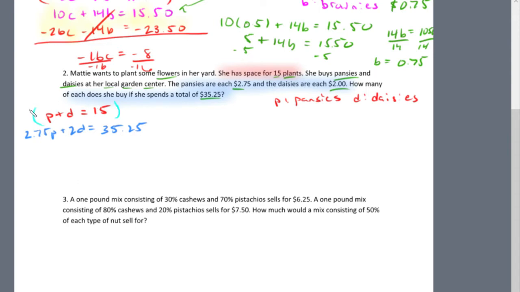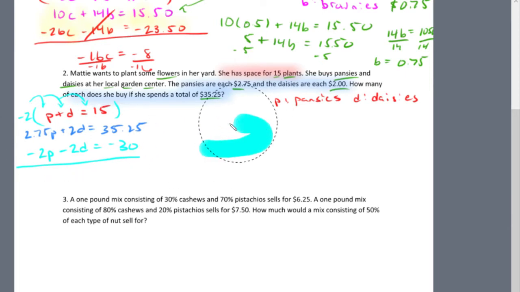I'll multiply this top equation by -2 to cancel my daisy variable here, and you'll get -2p minus 2d equals -30. Add down. Man, I need to take up less space. Stop writing so large. Oh my gosh, I say that and then I accidentally do this. Okay, let's see here. That'll do. Okay, now, this color is kind of hard to see, huh?